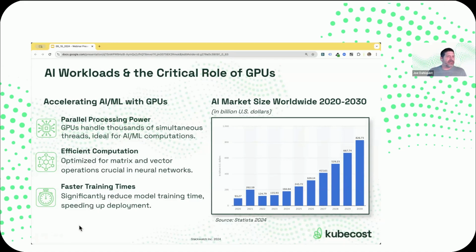And that's because they're designed to handle thousands of simultaneous processes, unlike traditional computing resources. And that makes them really indispensable for things like training highly complex AI models and doing it rather quickly. As the demand for AI solutions just continues to skyrocket, so does the demand for GPU hardware. Businesses are leveraging AI for everything from customer service chatbots to really advanced scientific data analytics.